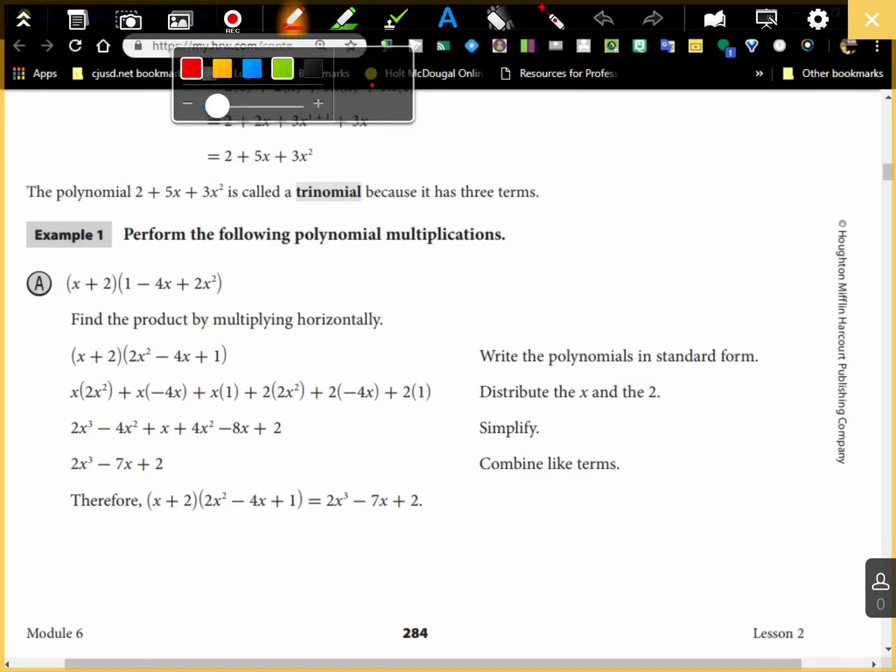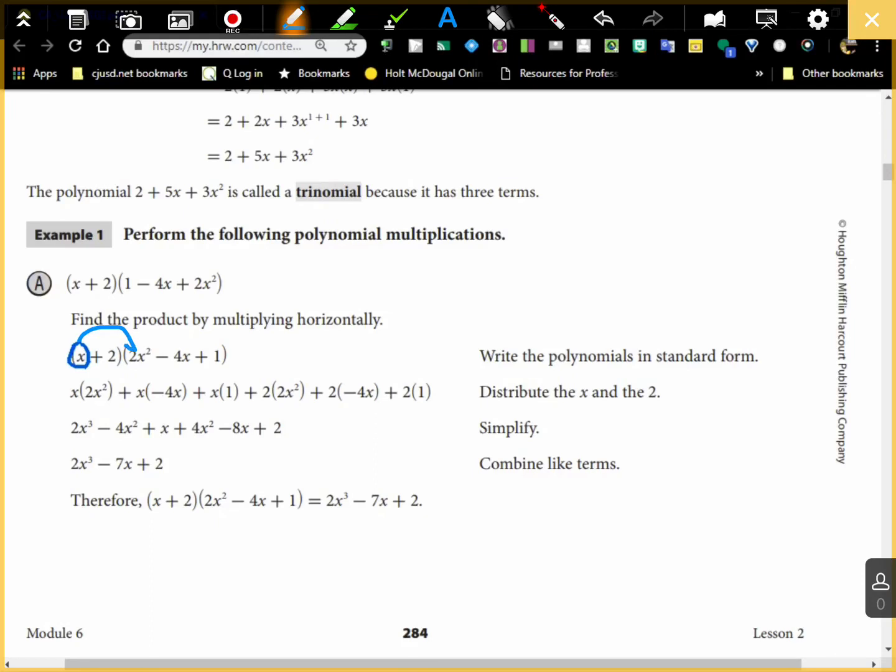I'm going to start with my x. And I'm going to take x from my first binomial and distribute it to every item in the next polynomial. But how many items are there? 3. So I have to distribute it 3 times. Not just 2, 3 times. So that's where 2x squared, x times negative 4x, x times 1 comes from on the next line.